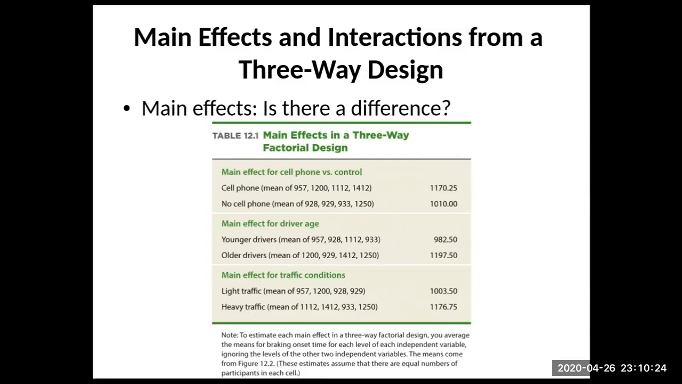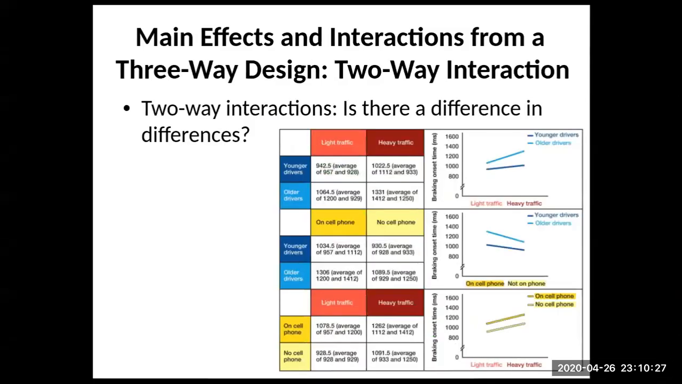What about the interaction? Well, we have 2-way interactions, two 2-way interactions, and then the 3-way interaction. Looking at younger drivers and older drivers in light and heavy traffic, we do see a 2-way interaction between type of traffic and age of driver, right? How would we describe this? As you go from light traffic to heavy traffic, younger drivers slightly increase their onset time, older drivers greatly increase their onset time. There's an interaction between type of traffic and age of driver.